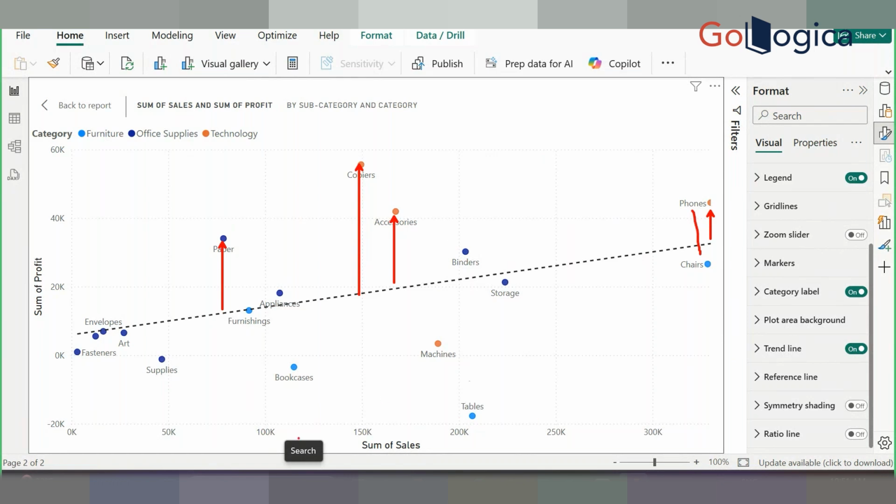And we see the rest are all below average profit. The major concern is that tables have a very low profit. Machines also have a low profit. The bookcases are low profit. The supplies are low profit. So these three or four products are a major concern for us. The sales are good, but the profits are very bad for supplies, bookcases, machines, and tables.